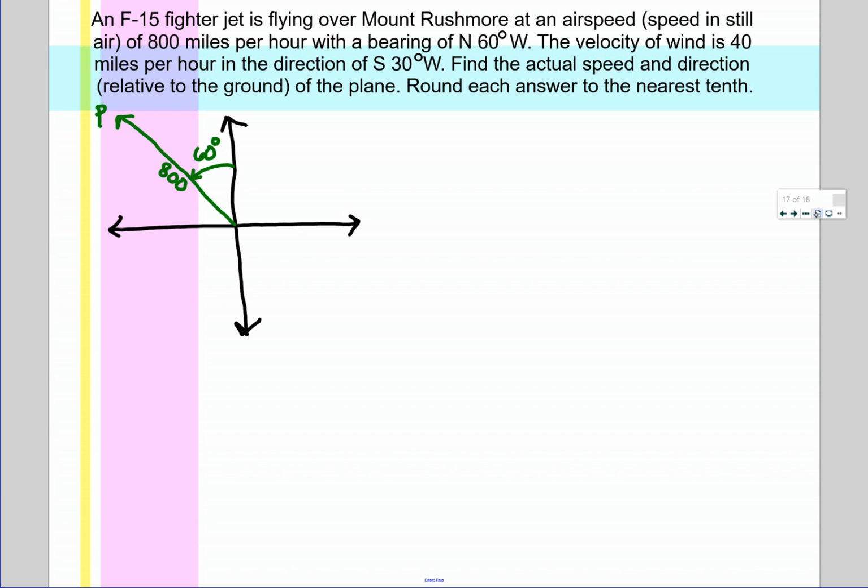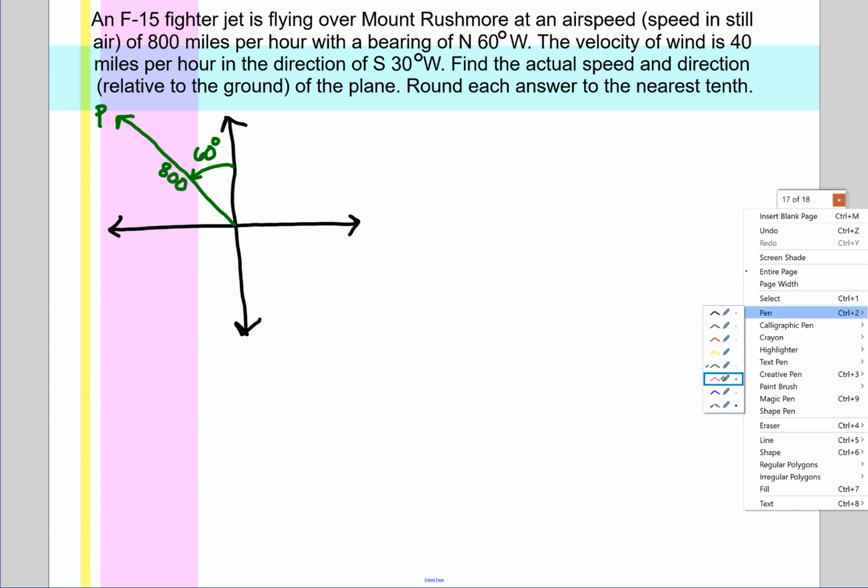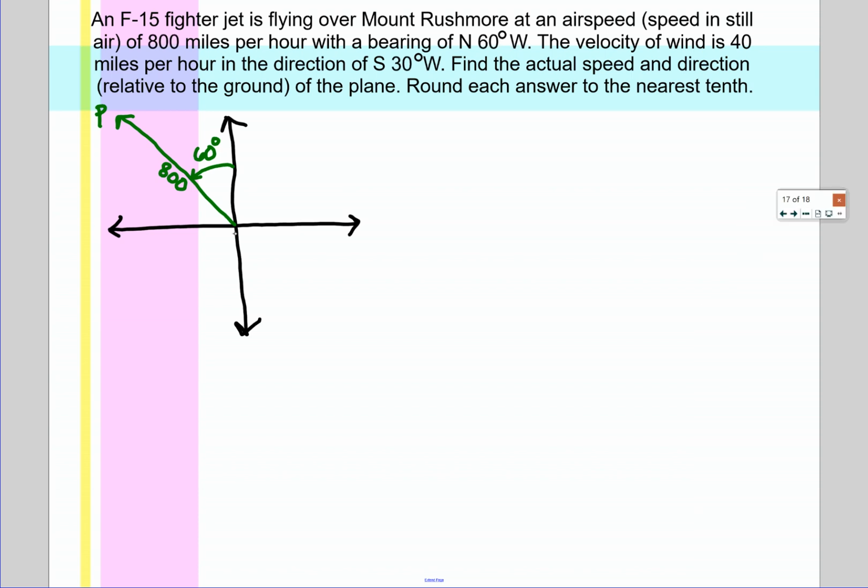Do the same thing with W. My wind is southwest 30 degrees. So that means from the south to the west, 30 degrees, and the wind is 40, so not drawn to scale here, miles per hour. So the magnitude of that is 40 in length. Okay? All right, let's figure out what P and W are.